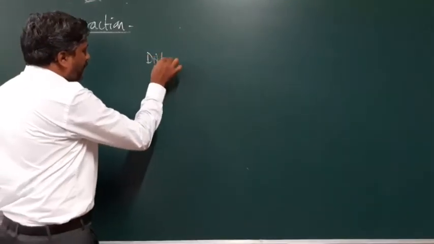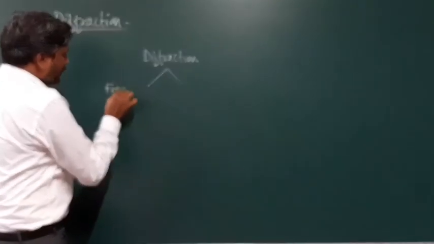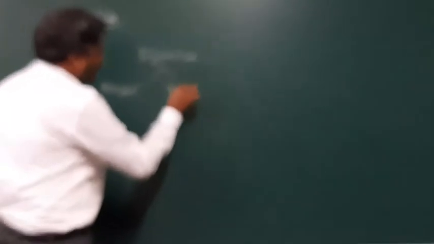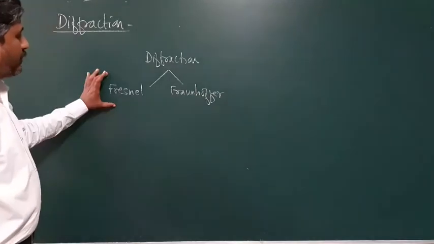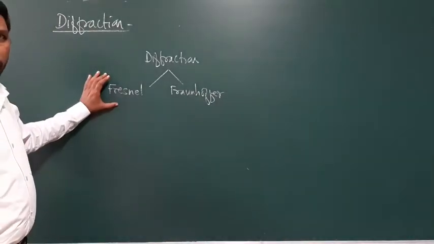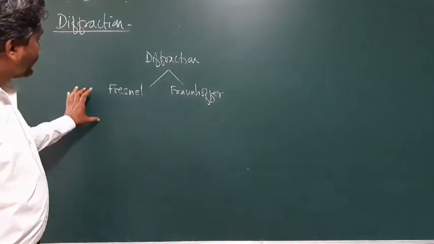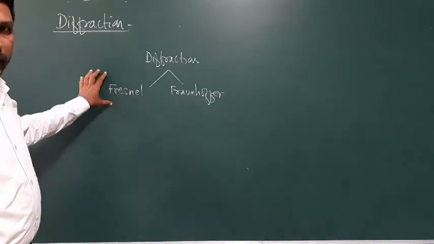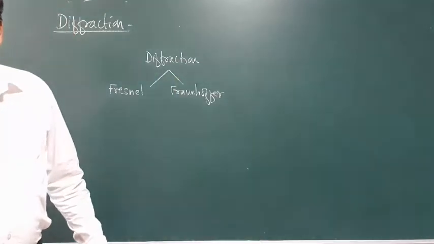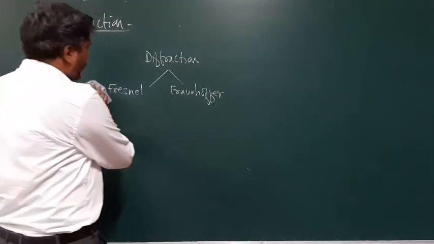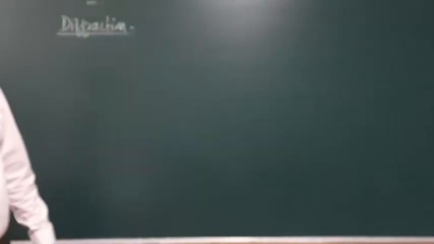Now when you study diffraction, there are two types of diffraction. One is the Fresnel type of diffraction, and the second one is the Fraunhofer type of diffraction. This is already studied. In Fresnel diffraction, a cylindrical or spherical wavefront is used. In Fraunhofer diffraction, a plane wavefront is used. The slit, source and screen are at a finite distance in Fresnel diffraction. The source and screen are at an infinite distance in Fraunhofer diffraction. Today we discuss the Fraunhofer diffraction due to a single slit.